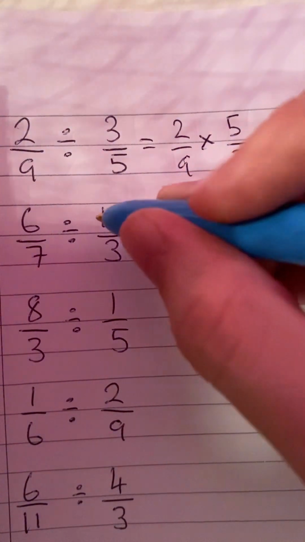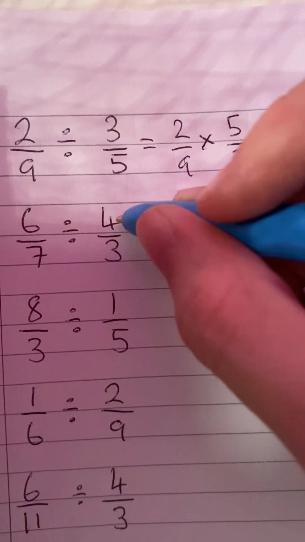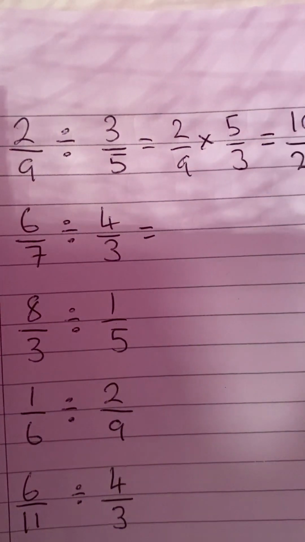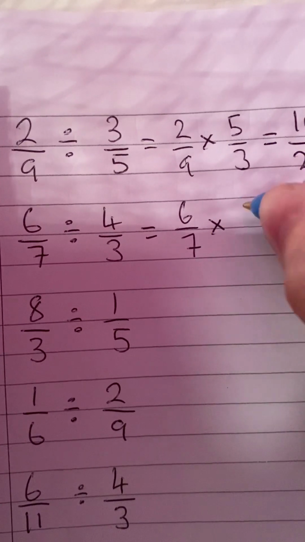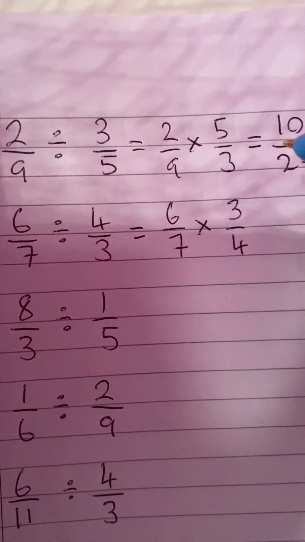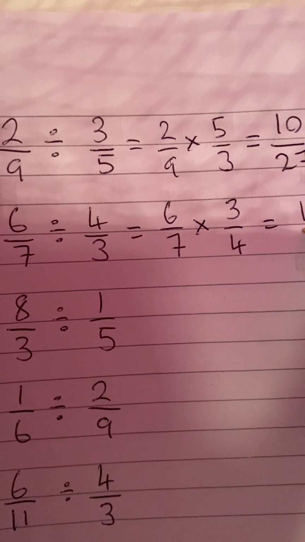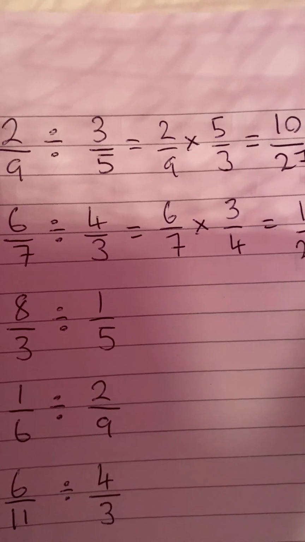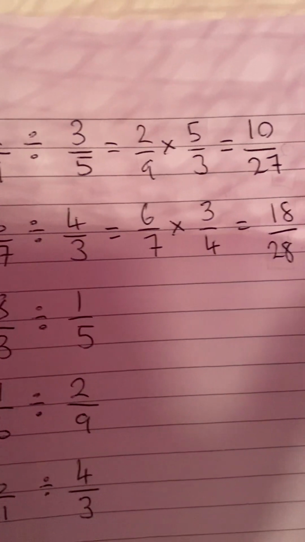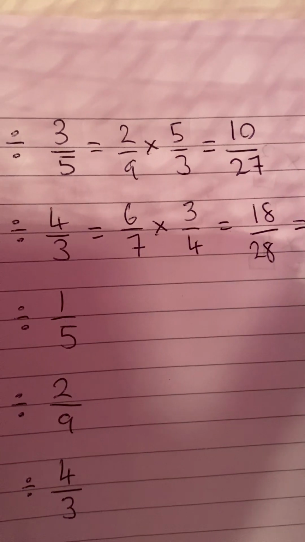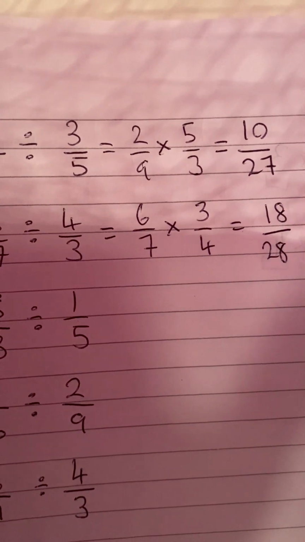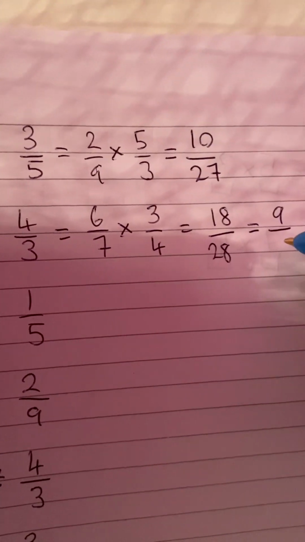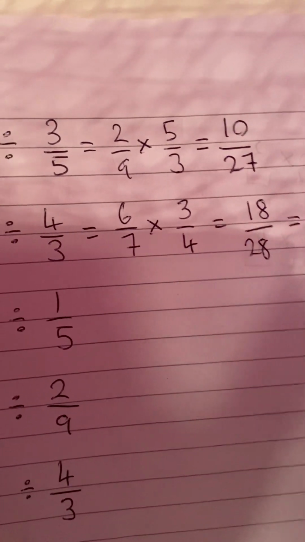Again, I know this is the same as timesing by the reciprocal of 4/3, which is 3/4. So this is the same as 6/7 times 3/4, which is 18 on top and 28 on the bottom, which I can then reduce by dividing by 2 on top and bottom to 9/14. The same principle applies to the rest of these.